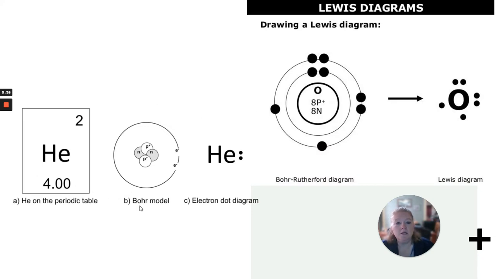In the Bohr model, the valence electrons are in the outermost circle, the outermost energy level. So they're still in the same location. It's just represented differently. In an electron dot diagram, we represent those valence electrons with dots.